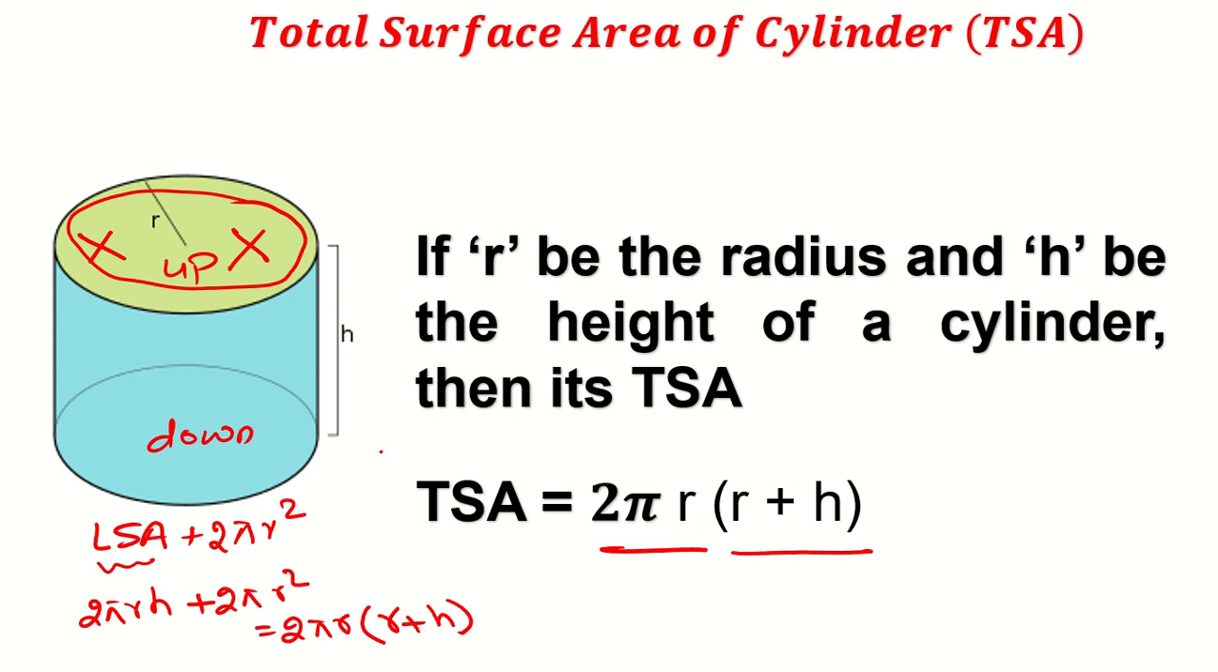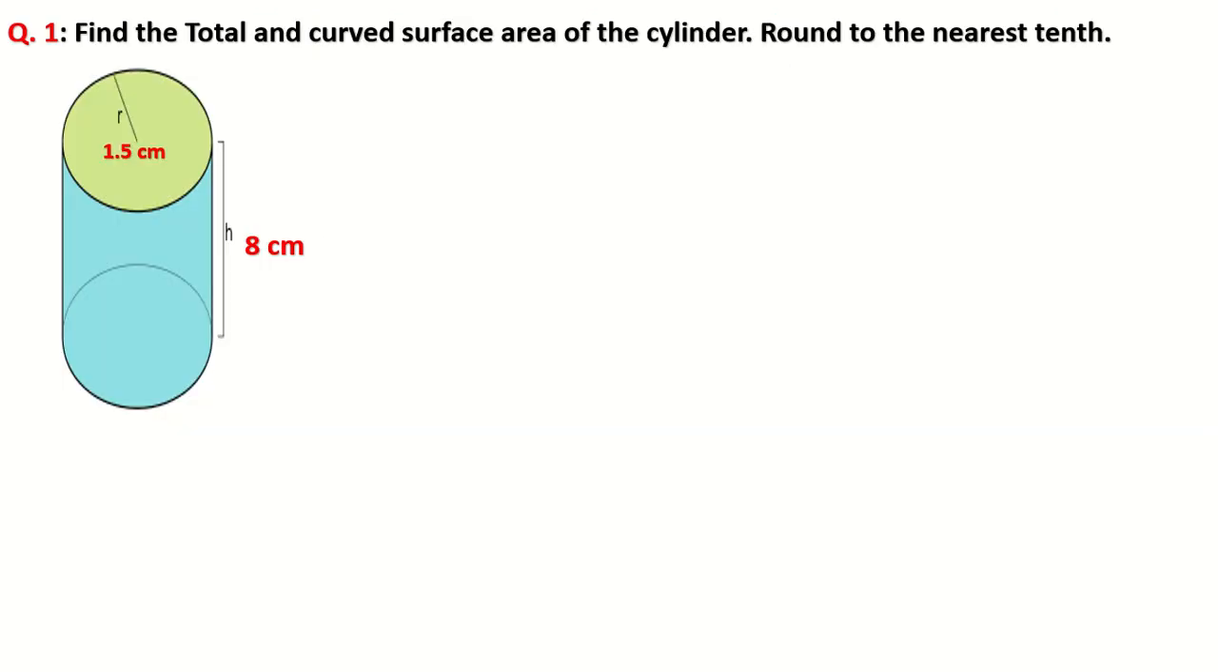Okay, now let's talk about some questions. Now you see, questions will be very easy provided you understand it properly. Now for example, they say find the total and curved surface area of the cylinder, round to the nearest tenth. My dear students, again I am telling you, if they don't write total, if they say find the surface area, it means you will find total surface area.